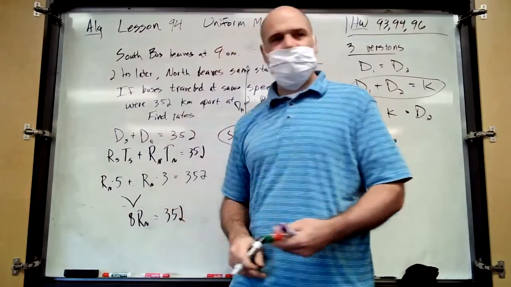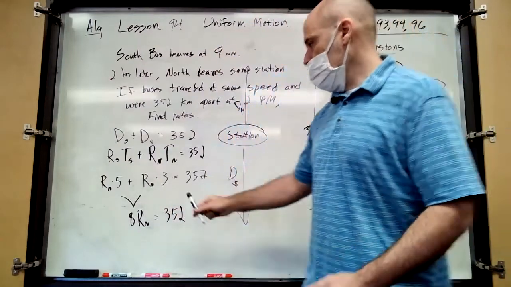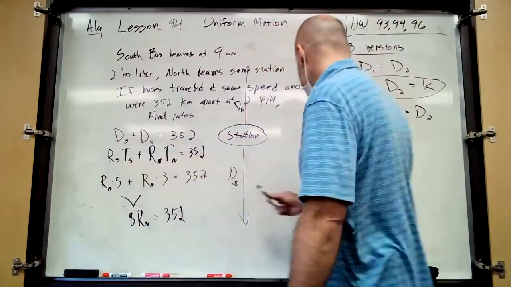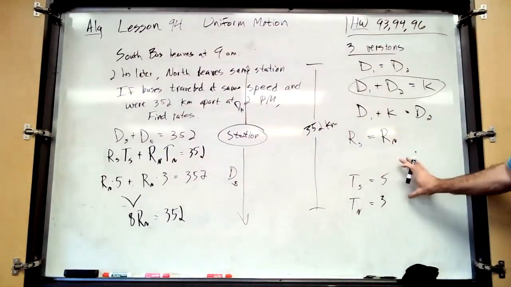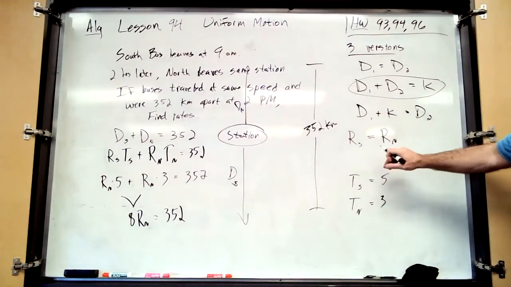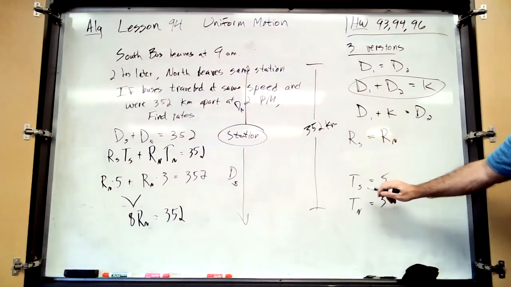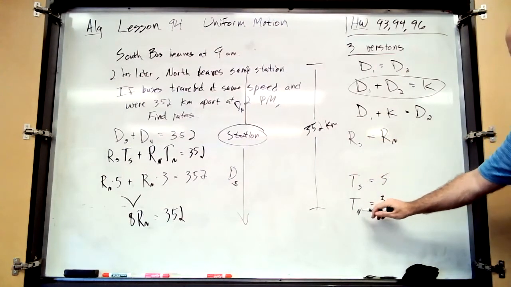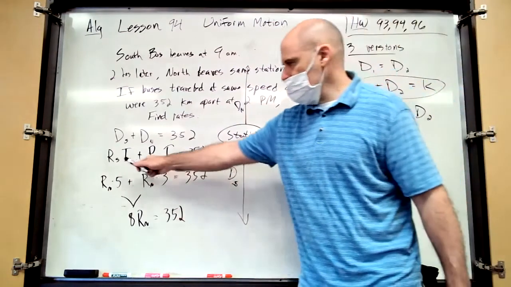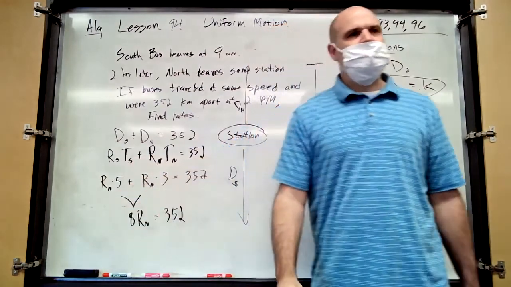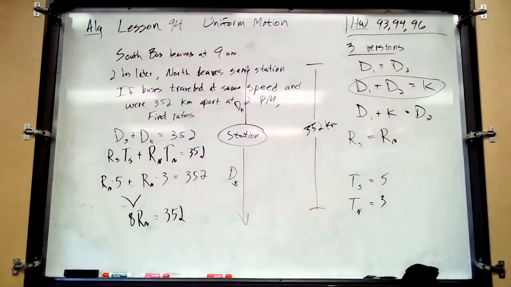How did you get that second row? So I went into my key here. I kind of made my own legend, my own key. And so I just replaced Rs with Rn. I replaced Ts with 5, and I replaced Tn with 3. Right? So here's Rs. Since Rs equals Rn, you just did Rn, and then Ts equals 5.